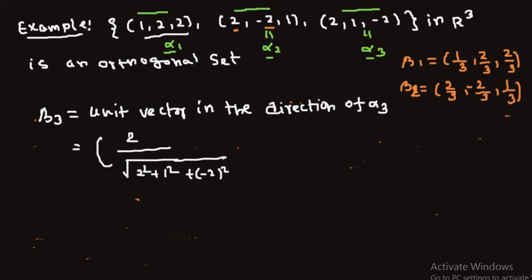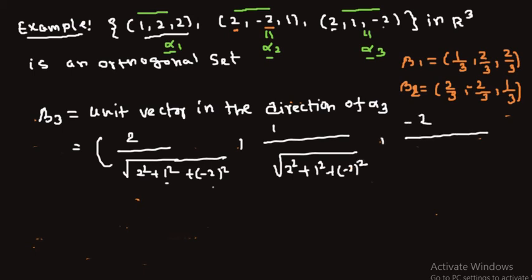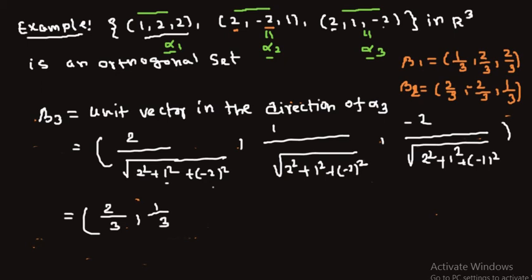For the first component we get 2 square, for the second component we get 1 square, for the third component we get minus 2 square, comma, 1 by the same quantity, comma, minus 2 by the same quantity. From there, this quantity is basically 4 plus 1 is 5, and 4, so 9. So again we get 3 over here, so it's 2 by 3, 1 by 3, and minus 2 by 3.